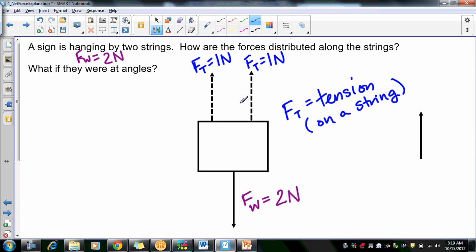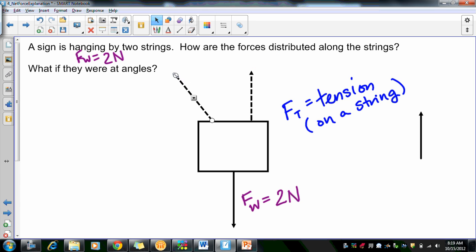If these are perfectly vertical, parallel, then they will have the same amount of force on each of them. So the forces distributed along the strings would be 1 each. So now, what happens if they're at angles? Let's see, so let's erase this. I'm going to erase this. And so now, let's pull these at angles.